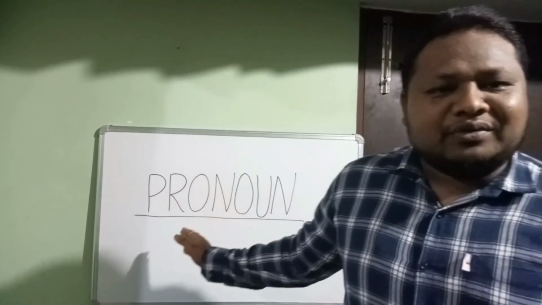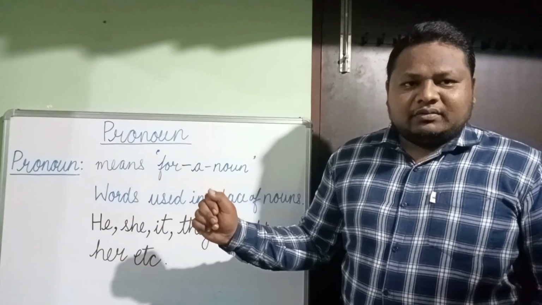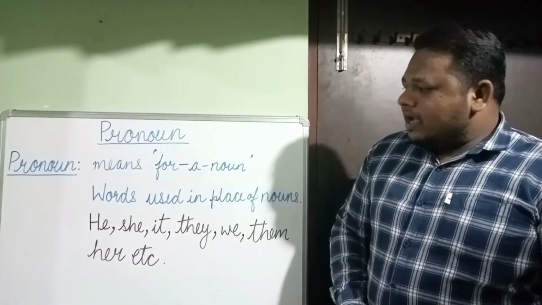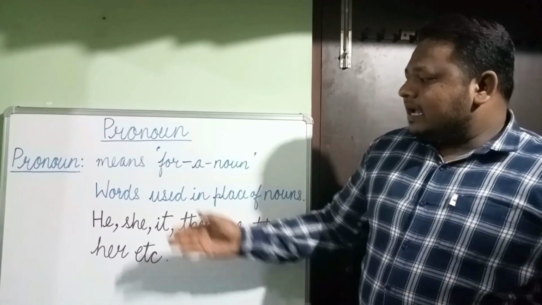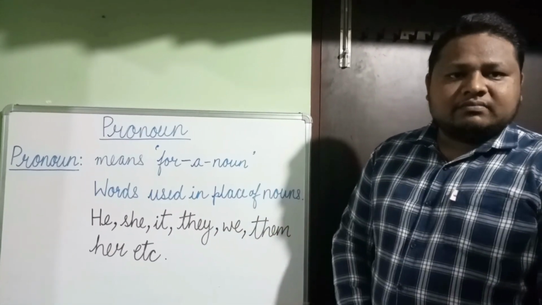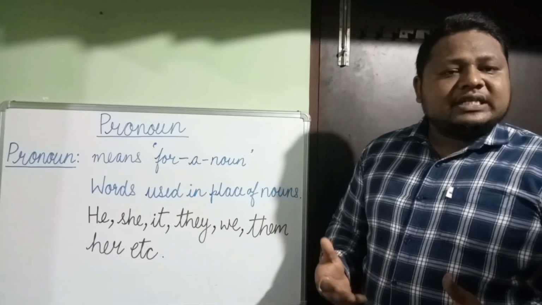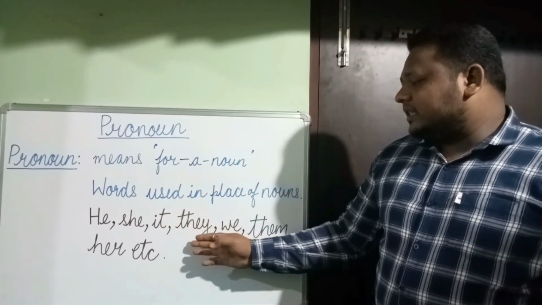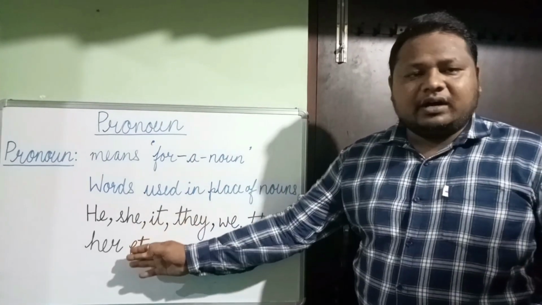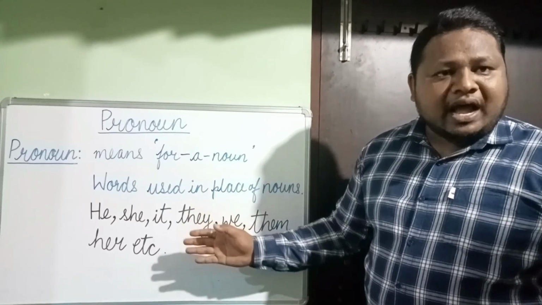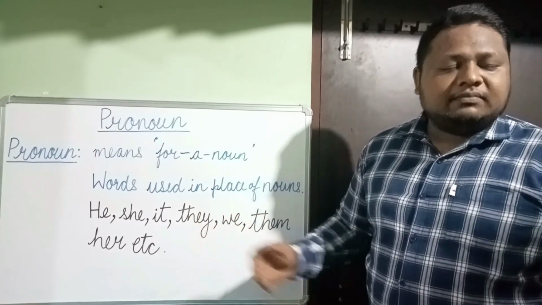Today we are going to do a grammar lesson: pronoun. The meaning of the word pronoun is "for a noun." If you want to define pronoun, then it is words used in place of nouns. Right? So pronouns are the words used in place of nouns: he, she, it, they, we, them, her, etc. These are some words which are used as pronouns in place of nouns.